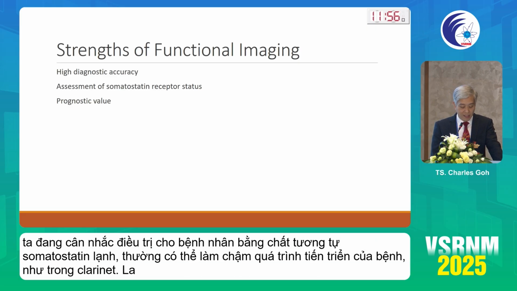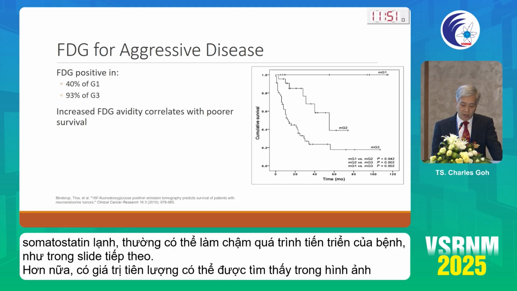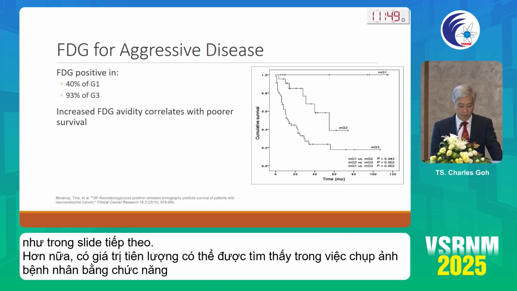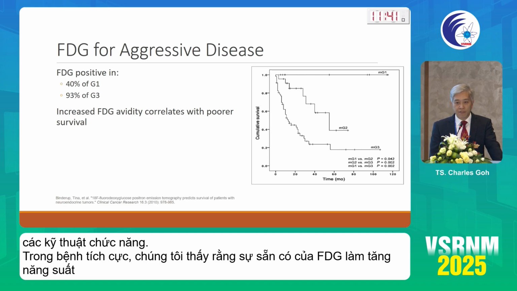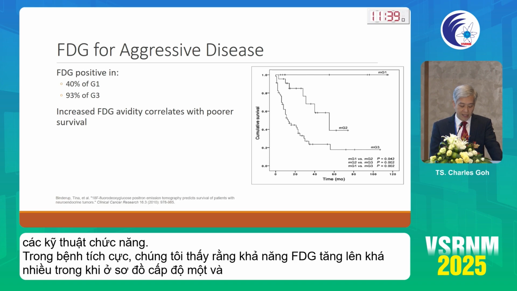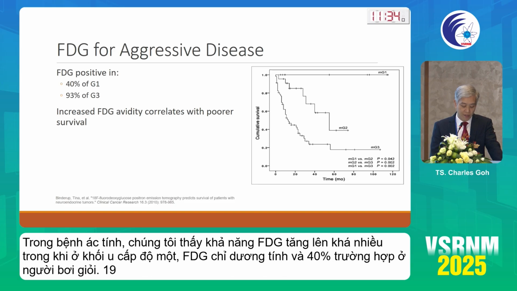Furthermore, there is prognostic value that can be found in imaging the patient using functional techniques. In aggressive disease, we find that FDG avidity increases quite a bit. While in a grade 1 tumor, FDG is only positive in 40% of cases, in a grade 3 tumor, 93% of them actually show FDG avidity. And it is found that increased FDG avidity correlates with poorer survival.